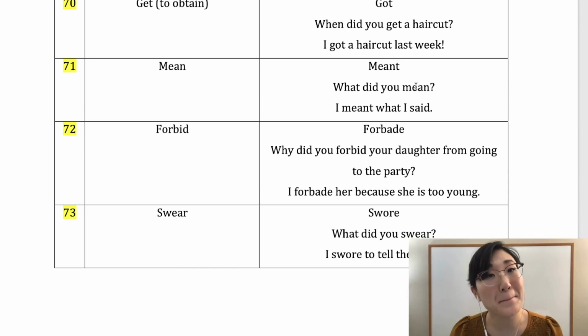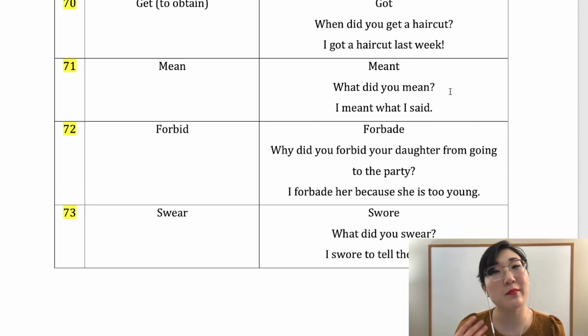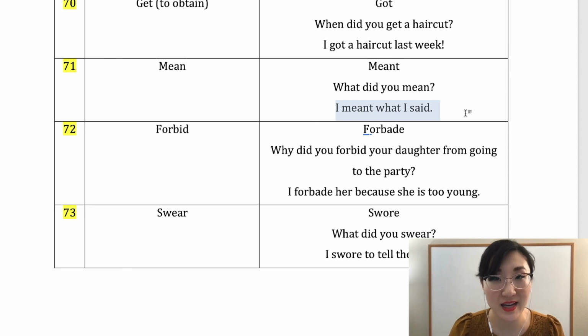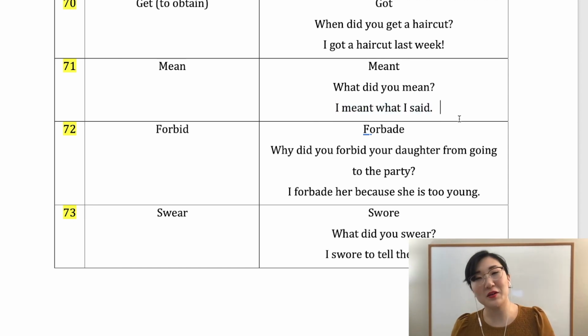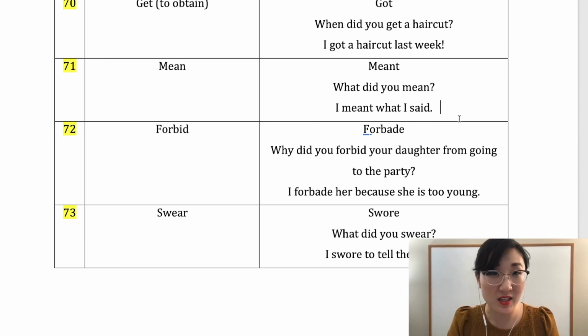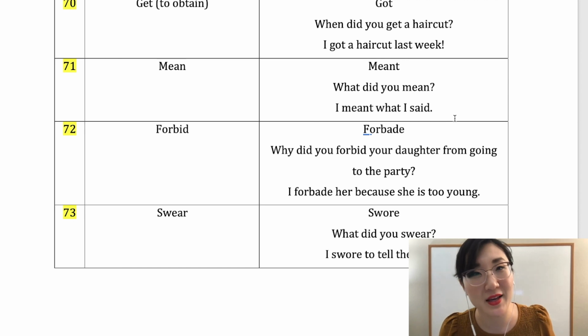Mean, meant. What did you mean? Right? Sometimes when we communicate, we don't understand what someone is saying. So we ask them to explain. What did you mean? Oh, I meant what I said. Now, when someone says this, maybe you tell your daughter or son, you can't go to the party. And your daughter and son ask, why? No, please, mom, please, dad, I want to go. And you say, no, I meant what I said.